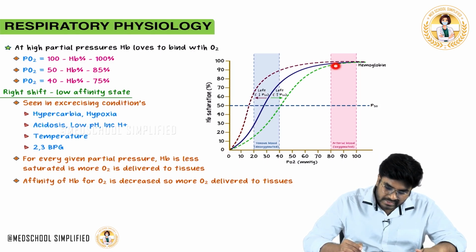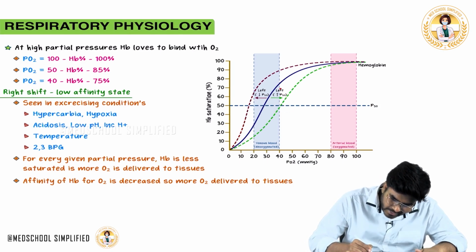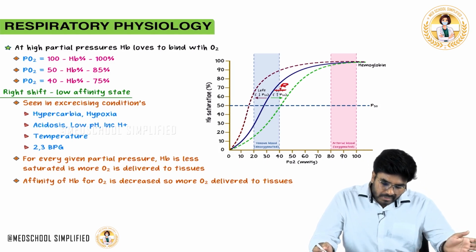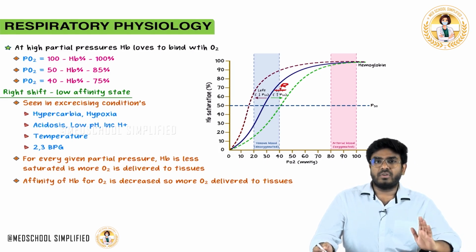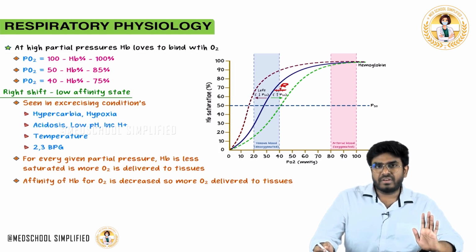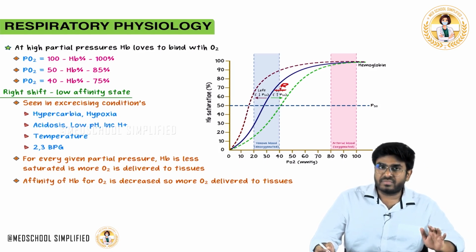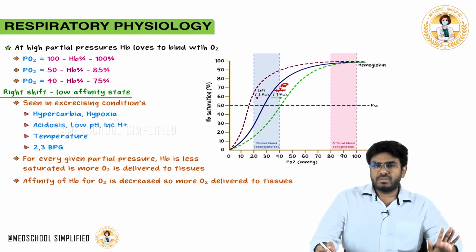This green color dotted curve is a right shift. Please make a correction, it's not a left shift, it is a right shift. The green color curve is a right shift and the purple color curve, which is more towards the left, is a left shift. We'll discuss the right and left shift later, but right now just stick to the basics.